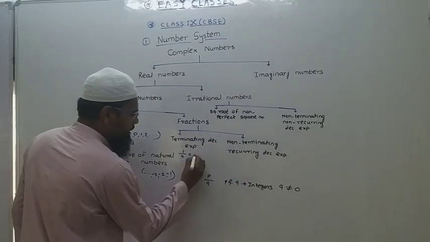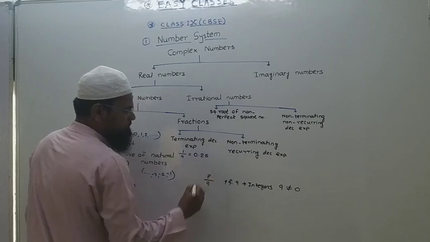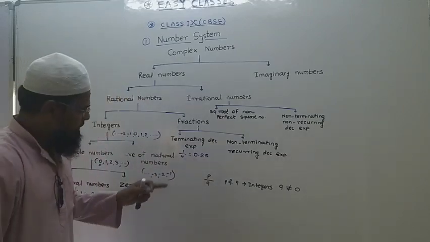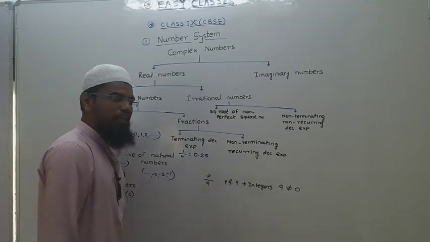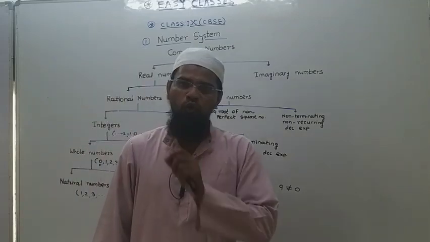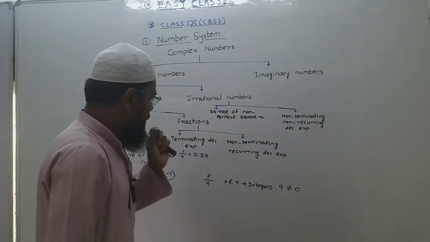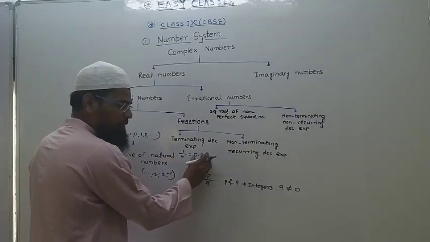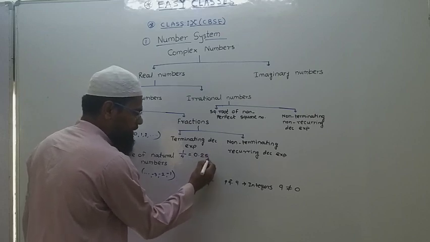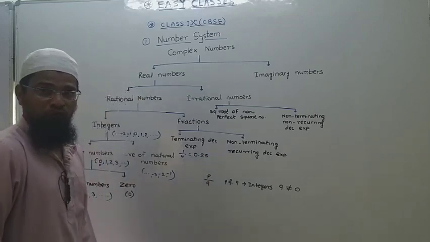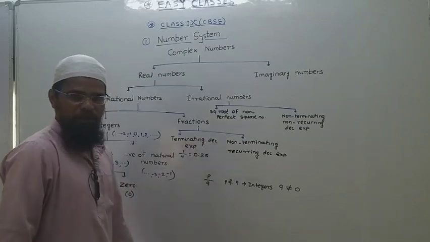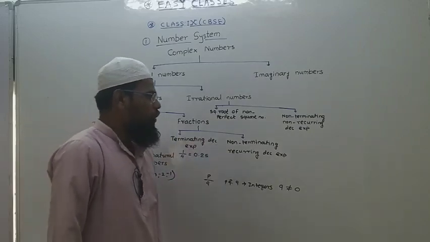So 1 upon 4. What is the decimal expansion of 1 upon 4? If we divide it, we get 0.25. So the decimal expansion of 1 upon 4 is nothing but 0.25. Here the decimal expansion terminates, so it is called a terminating decimal expansion.